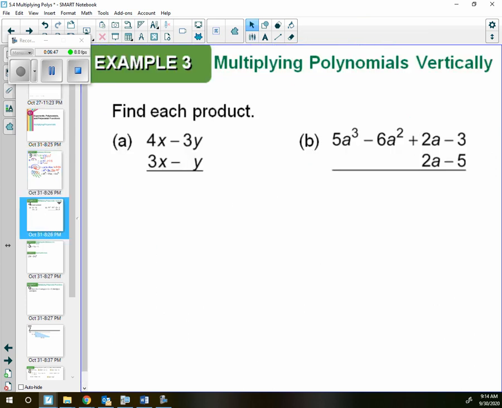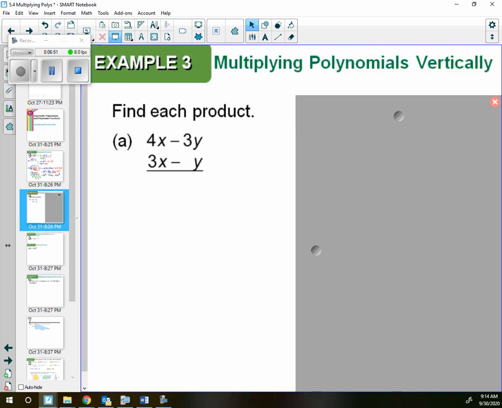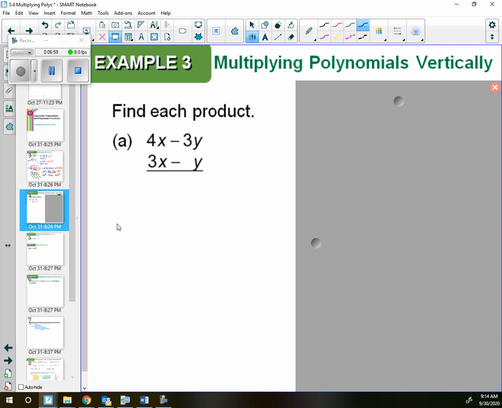Now, just as another option, this is kind of interesting, just like we did with adding and subtracting, you can multiply using a vertical perspective. I'm not sure if that's helpful or not. I'll illustrate what that looks like, and you can decide if that's a better way for you to do it. This problem is exactly the same as what we just did.